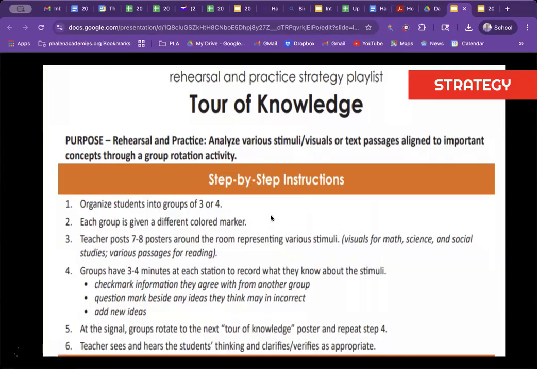You can organize the students in groups of 3 to 4. You give them all a different colored marker. The teacher will post the 7 to 8 posters around the room. The groups have 3 to 4 minutes at each station to record what they know about the stimuli.